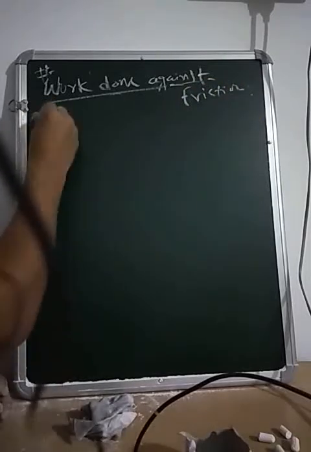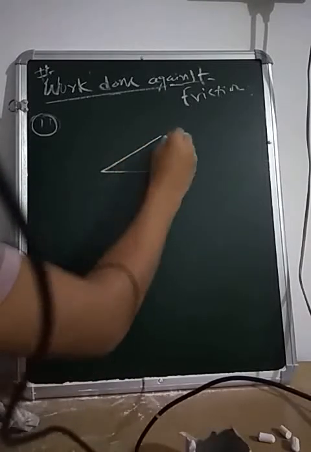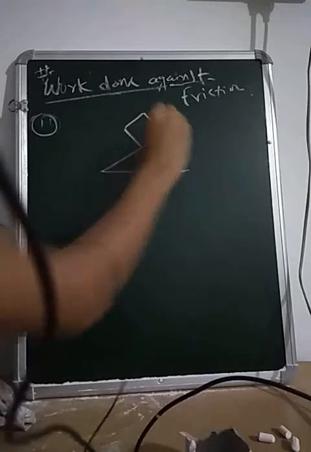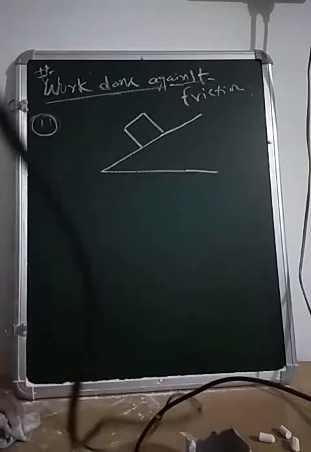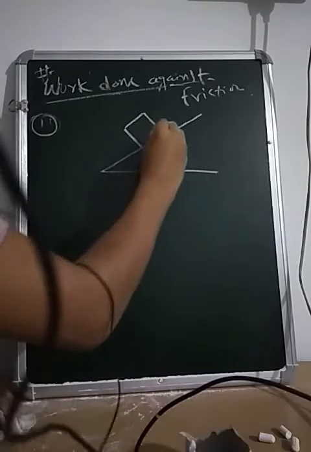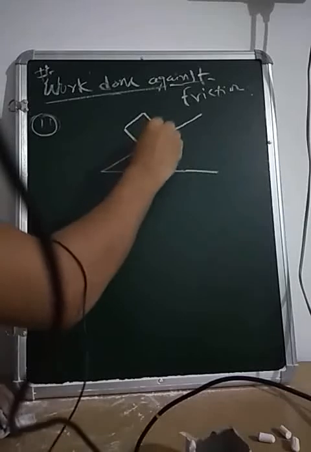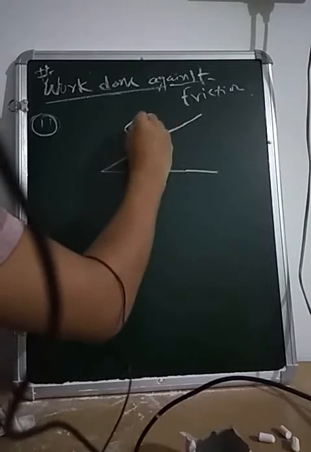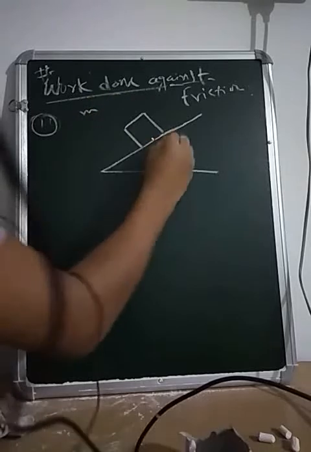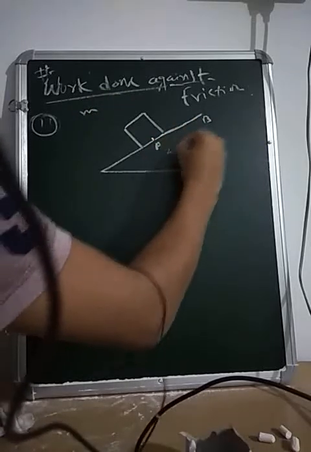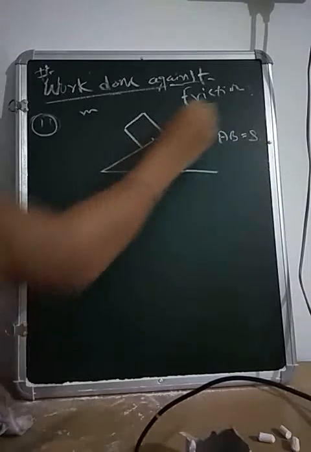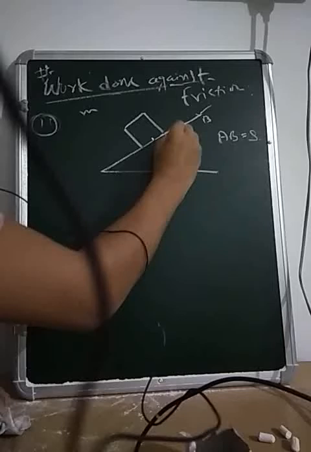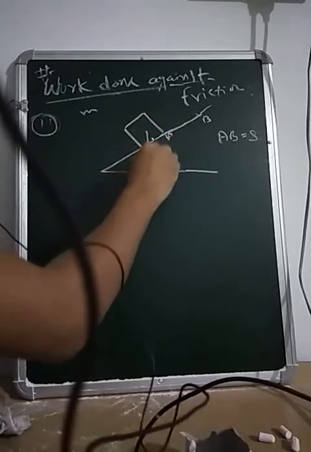Now the second case. In the second case we consider an inclined surface, and we have to calculate the work done for displacing the body of mass m from position A to position B. The distance separation AB is s. So how do we do that in this type of case?